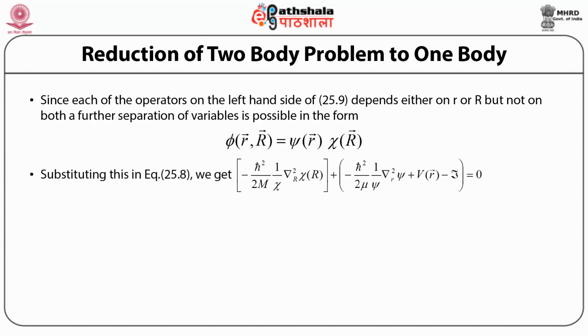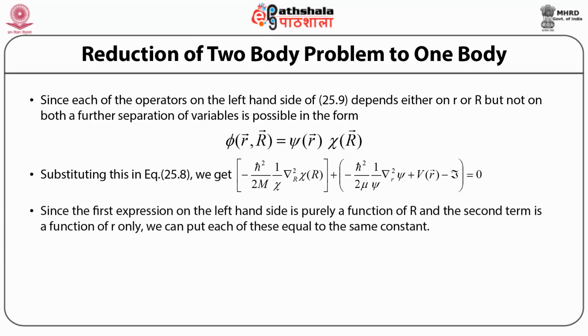Now substituting this in equation 25.8, we get minus h cut square by 2 capital M multiplied by 1 by chi multiplied by del square capital R chi as a function of R, plus minus h cut square by 2 mu multiplied by 1 by psi multiplied by del square r psi, plus V(r) minus tau equal to 0. Since the first expression on the left hand side is purely a function of R and the second term is a function of small r only, we can put each of these equal to the same constant.